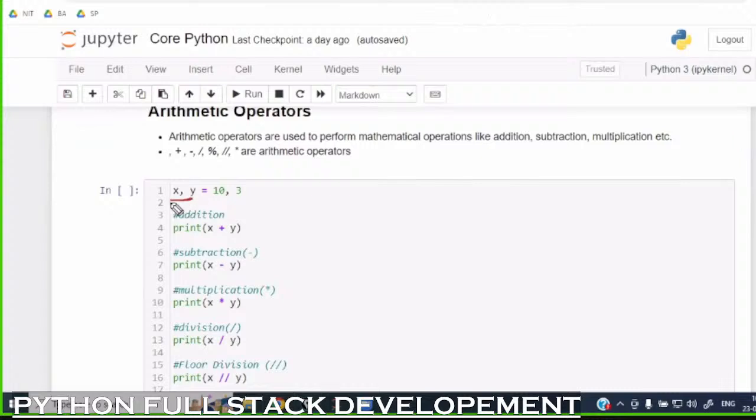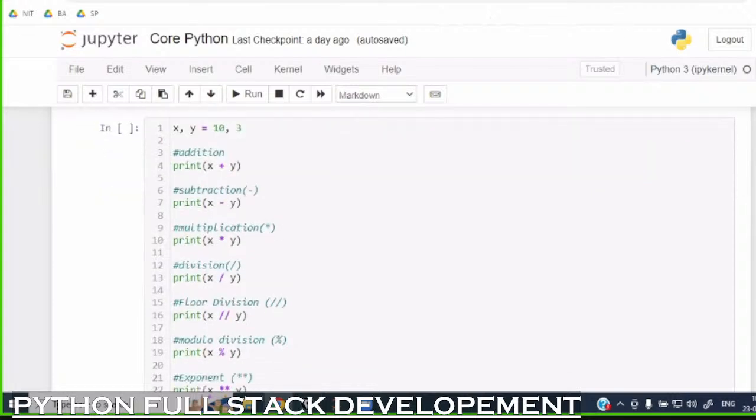Go with x comma y. The first one is x comma y is equal to 10 comma 3. What is the meaning of this? x is equal to 10 and y is equal to 3. Right? Now, the next one is print x plus y.